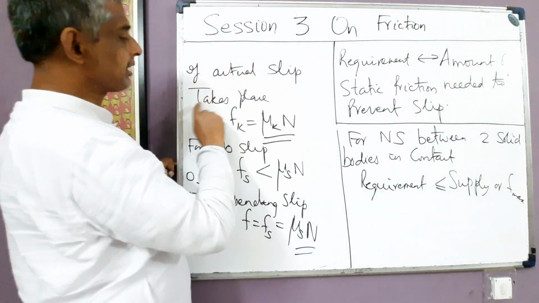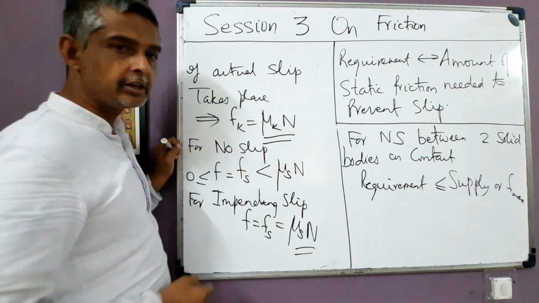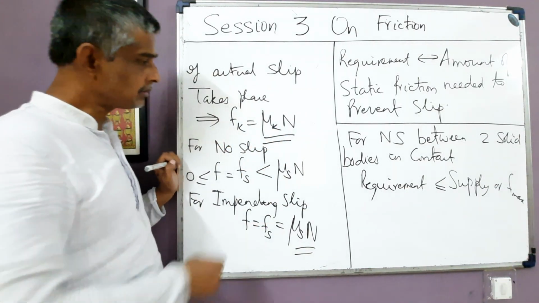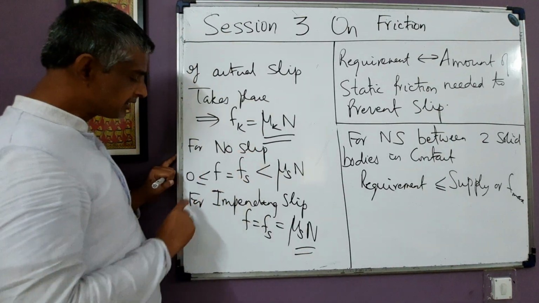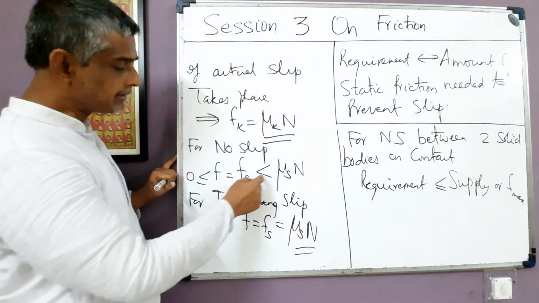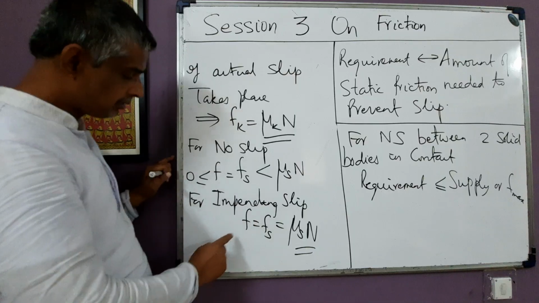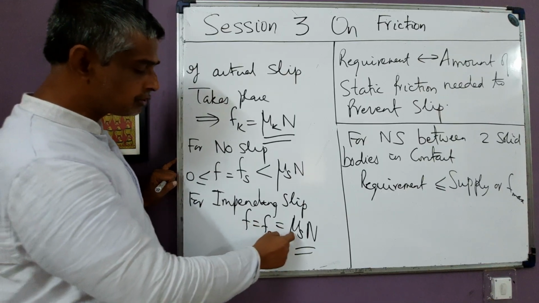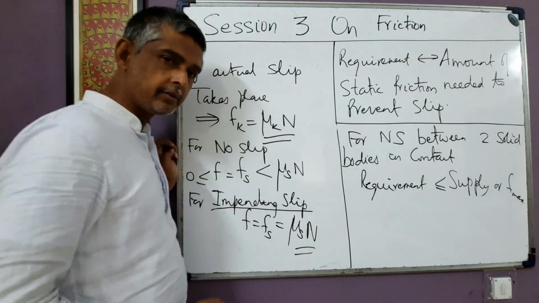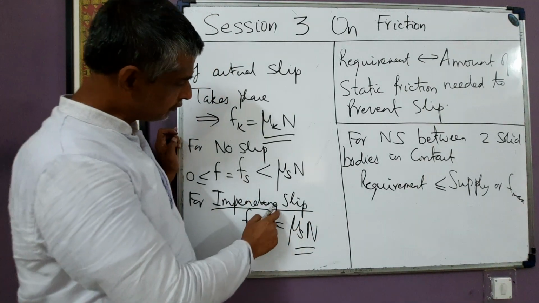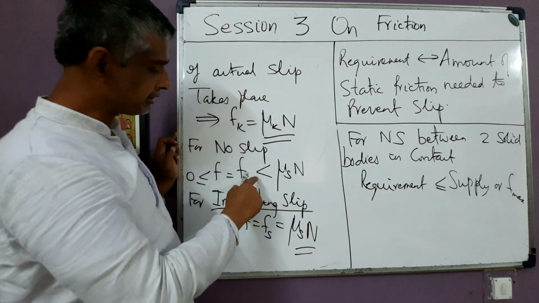So if actual slip takes place, the force of friction between two bodies is kinetic friction. Its magnitude is equal to mu K N. N is the normal reaction between the two bodies, and mu K is the coefficient of kinetic friction. For no slip, friction is static in nature, and its magnitude is less than mu S N and more than or equal to 0. For impending slip, friction is static, and its magnitude is equal to mu S N. Impending slip means it is about to slip. Here I have counted this also in no slip itself, which is why I wrote less than or equal to there, and here I have only written less than.